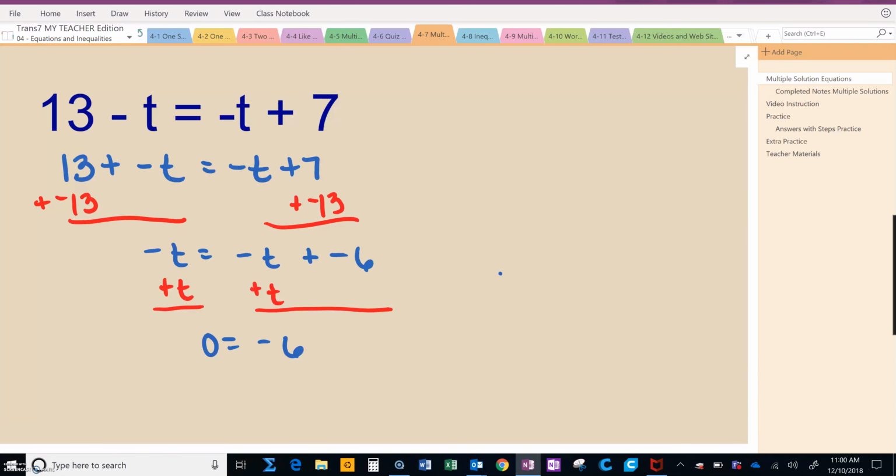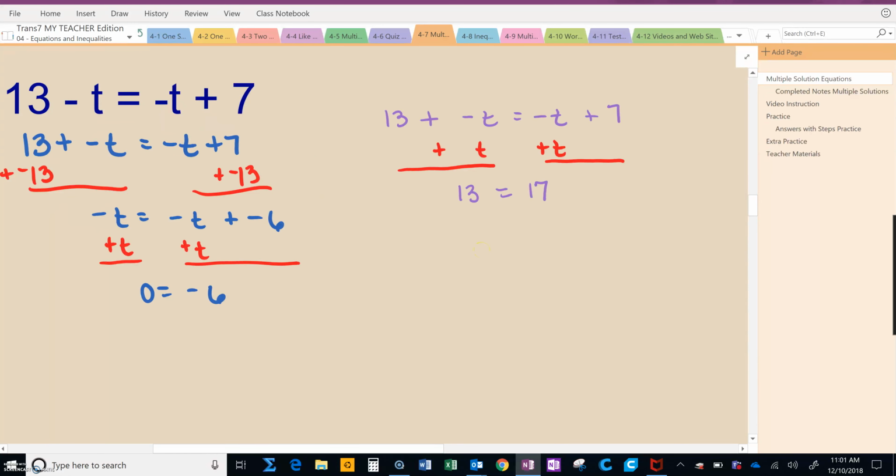Once you end up solving this all the way, you should end up with two numbers that are not equal to each other. And you could have solved this several different ways. So I end up with 0 equals negative 6. So here's another way that I've solved the equation. Either way, you end up with two numbers saying that they're equal to each other that are not really equal to each other. So whether you add negative 13 to both sides to start with, or whether you add t to both sides to start with, you end up with two numbers equal to each other that are not equal to each other.